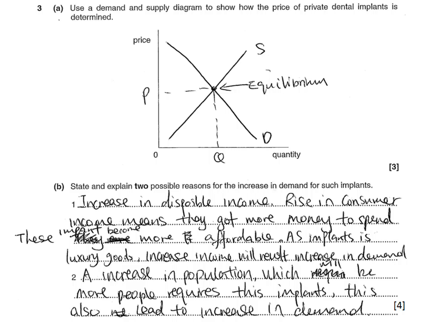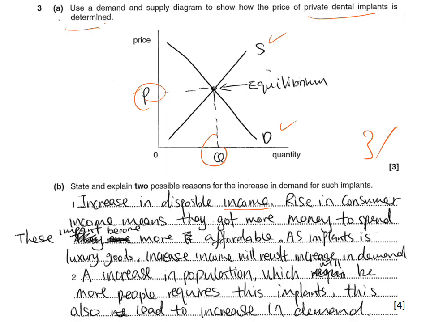Next question, use a demand and supply diagram to show how the price of private dental treatments is determined. Anything that says how market price is determined or to show a market is just asking for supply and demand. It's worth 3 marks. We've got 1 for supply, 1 for demand, and 1 for the equilibrium there. State and explain 2 reasons for the increase in demand for such implants. We've got an increase in disposable income. The rise in consumer income means that they have more money to spend.